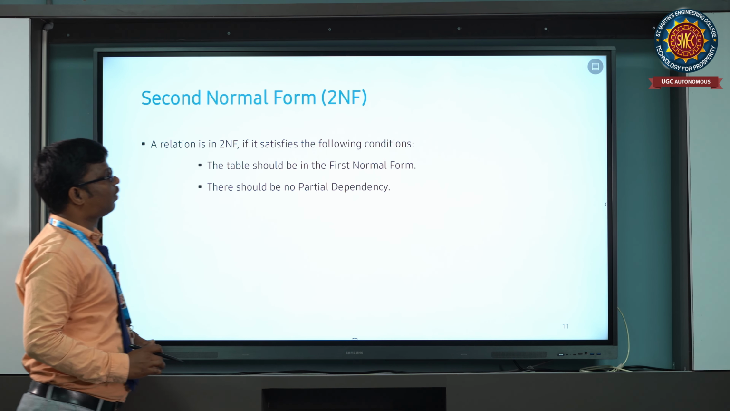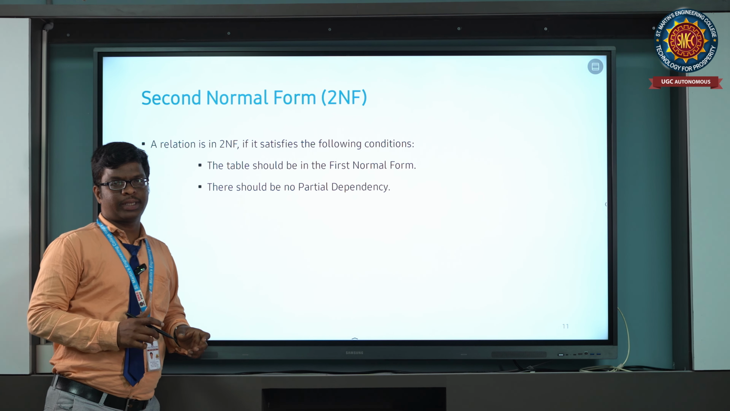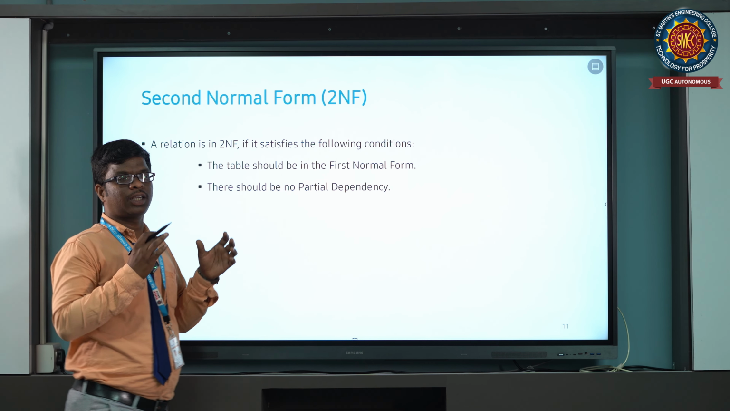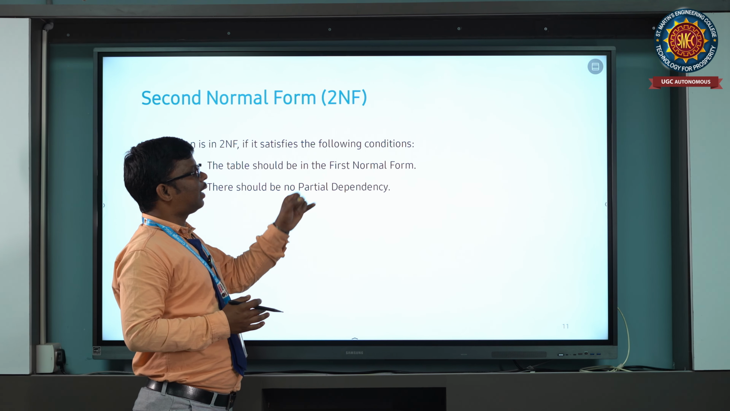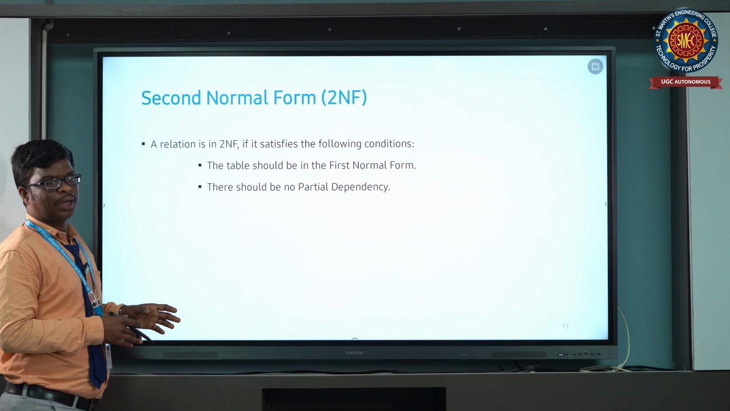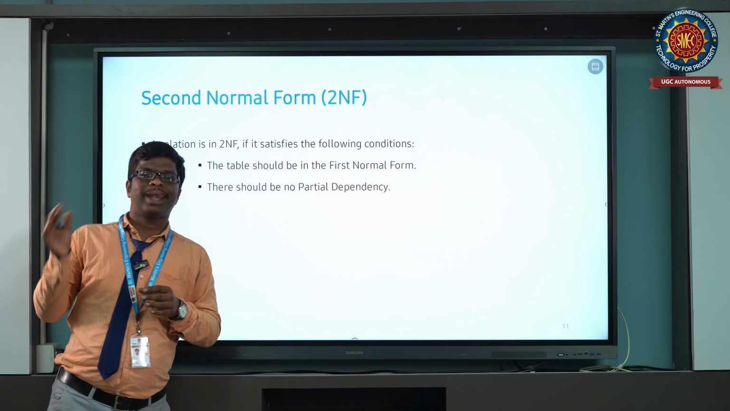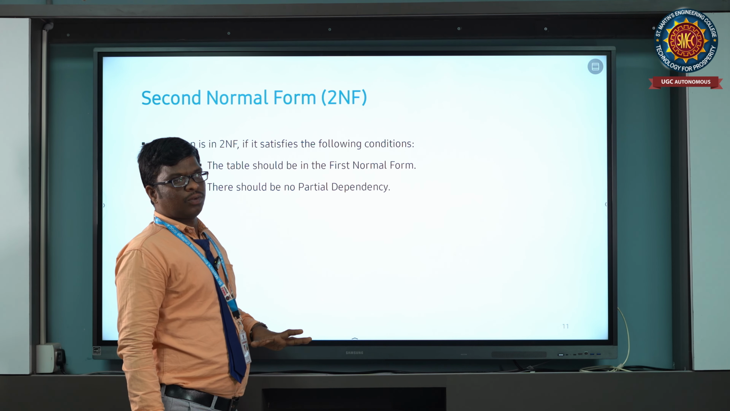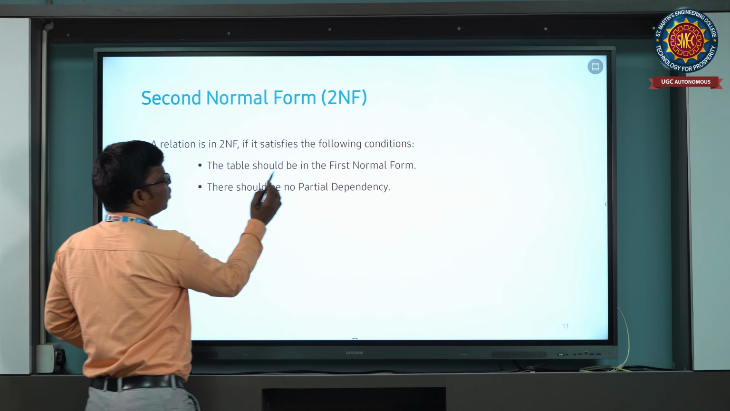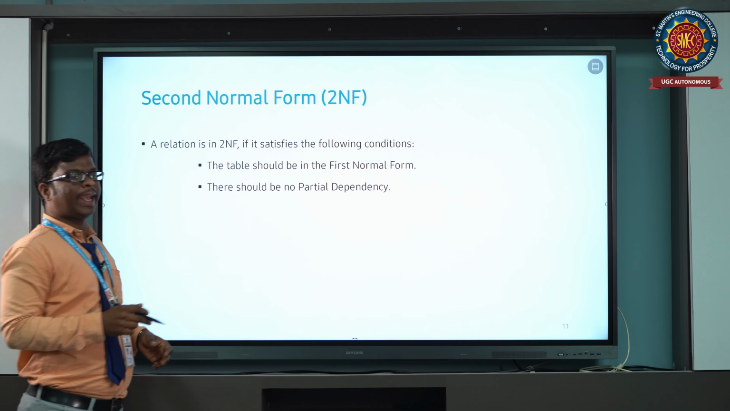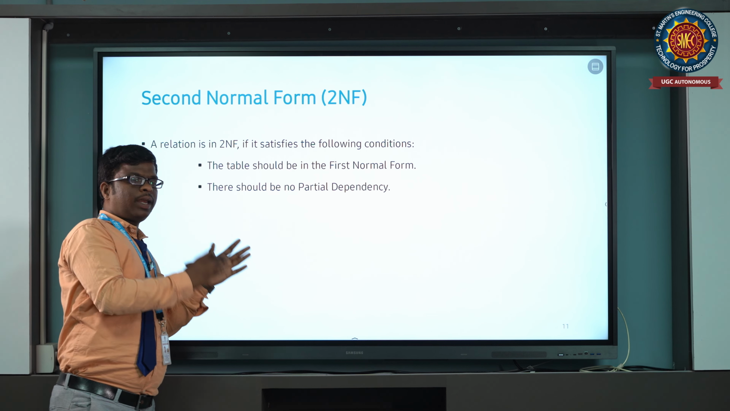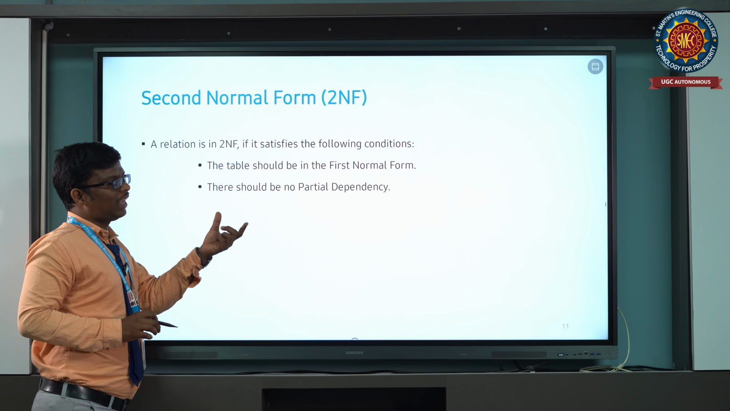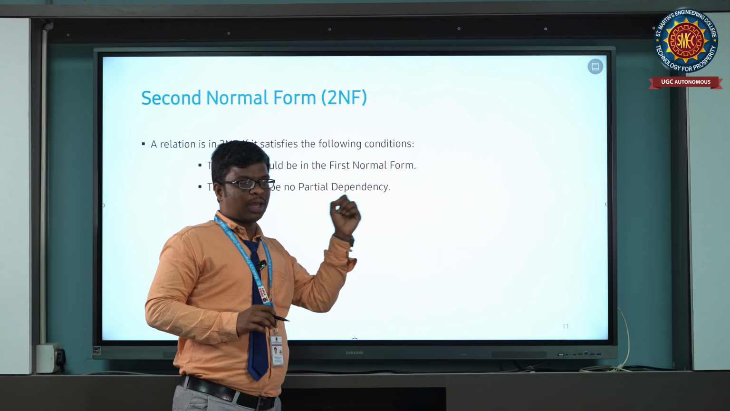Next we will go for second normal form, 2NF. A relation is in second normal form when the following conditions are satisfied. When you convert a database table into second normal form, you must use these conditions. The first condition is that the table should be in first normal form. First you have to check whether the table is in first normal form or not.